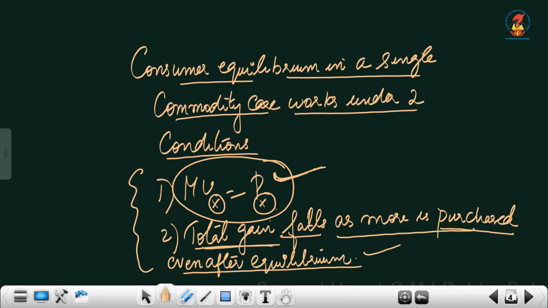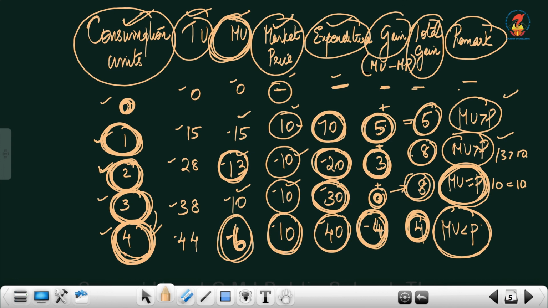So here what is the condition? The total gain falls as more is purchased even after equilibrium. So even after this equilibrium, if the consumer is again purchasing the fourth chapati, what will happen to his total gain? His total gain will fall. It is proved from the table. The total gain has come down from 8 to 4.